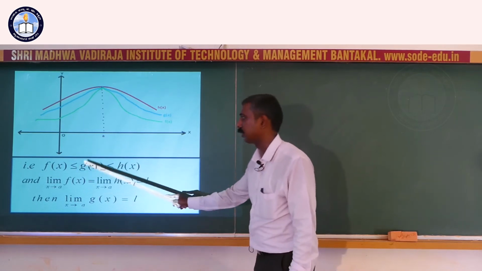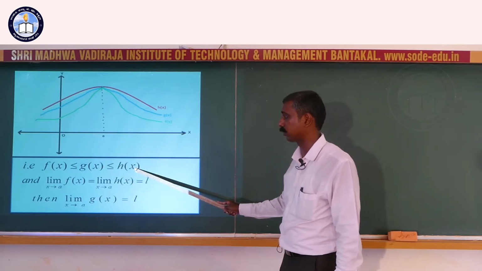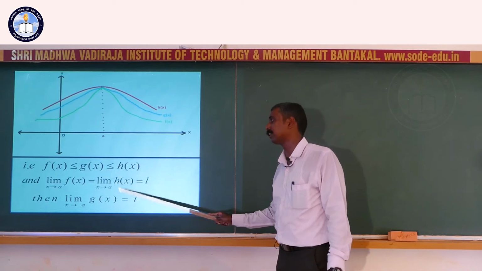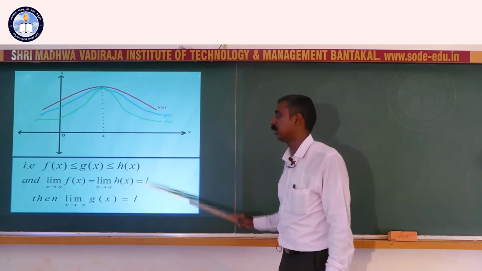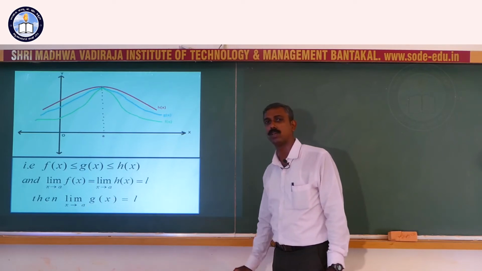If f of x is less than or equal to g of x, less than or equal to h of x, and the limit as x tends to a of f of x is equal to the limit as x tends to a of h of x, equal to L, then the limit as x tends to a of g of x is equal to L.